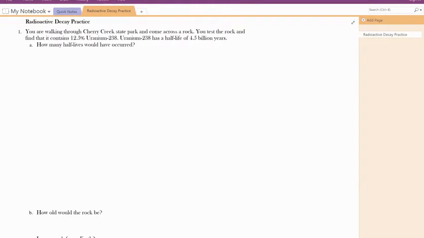First, the amount of uranium that's left, which is 12.5%. And then second, how long that half-life is, which is 4.5 billion years. So this is asking how many half-lives would have occurred. So I like to set up a data table when we do these kinds of problems.